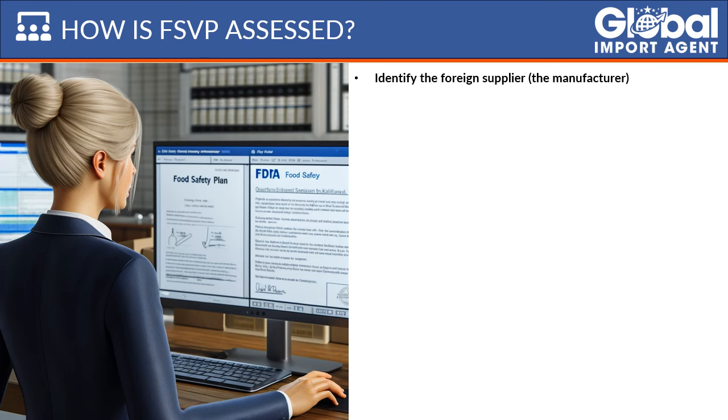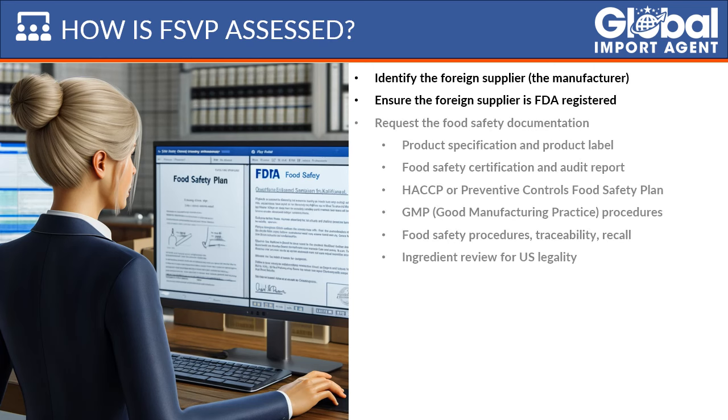To assess the FSVP, we must first make sure that we know who the foreign supplier is. This may not always be the brand owner of a food product, but is always the last entity who processed the food to control food safety hazards. Next, we need to make sure that the manufacturer or foreign supplier is registered with the US FDA. If they are not registered with the FDA, it is not possible to import their products, as an FDA registration number must be provided to US Customs, and this will be checked to ensure that it is legitimate and valid.